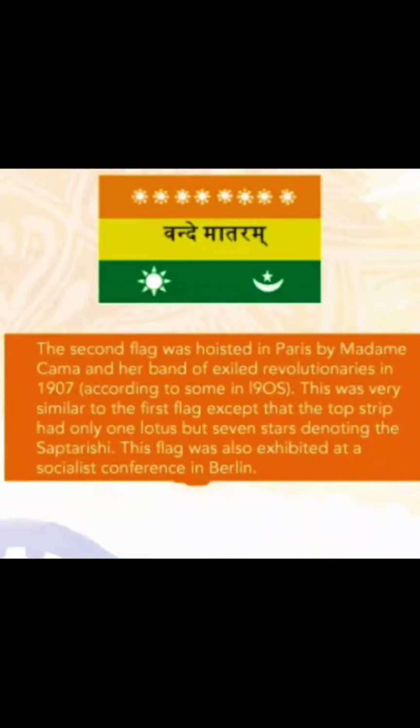The second flag was hoisted in Paris by Madame Cama and her band of exiled revolutionaries in 1907. This was very similar to the first flag except that the top strip had only one lotus but 7 stars denoting the Saptarishi. This flag also got exhibited at a socialist conference in Berlin.